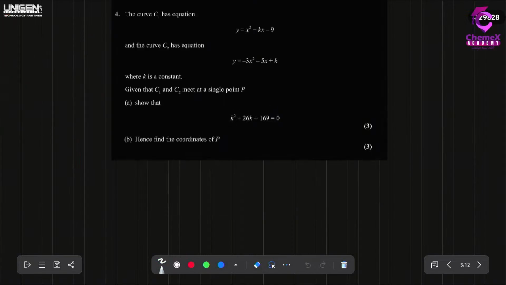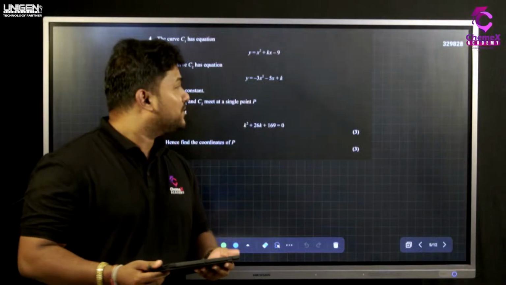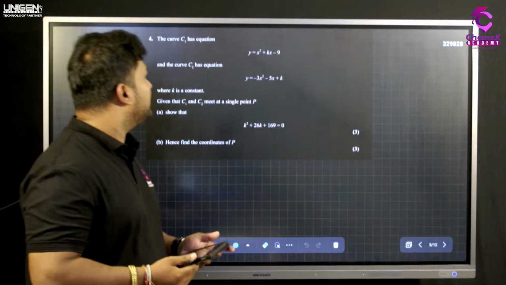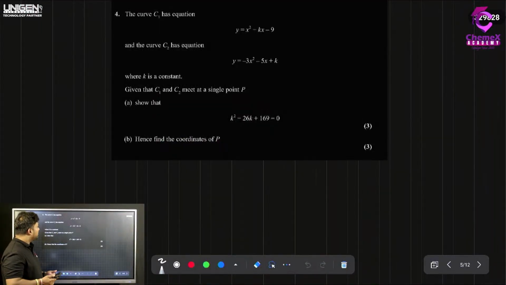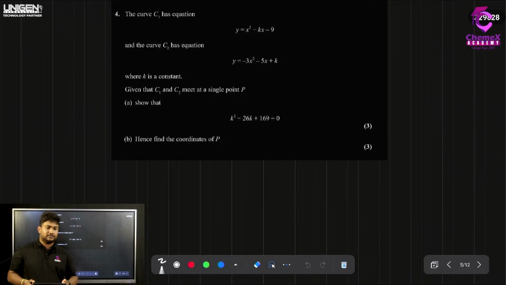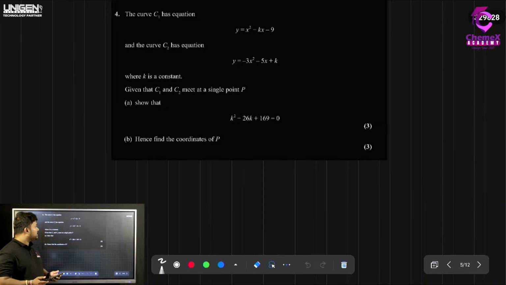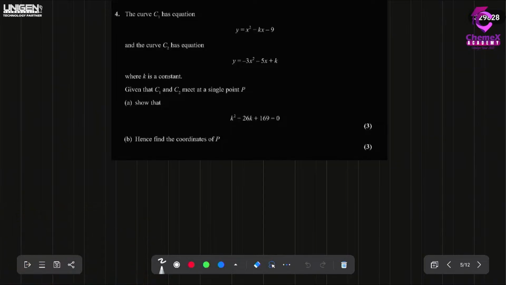Alright. Let's go into the fourth question. The curve C1 has an equation y equals x squared plus kx minus 9. And the curve C2 has an equation y equals minus 3x squared minus 5x plus k. So how do you do this question? Any suggestions how to do it?